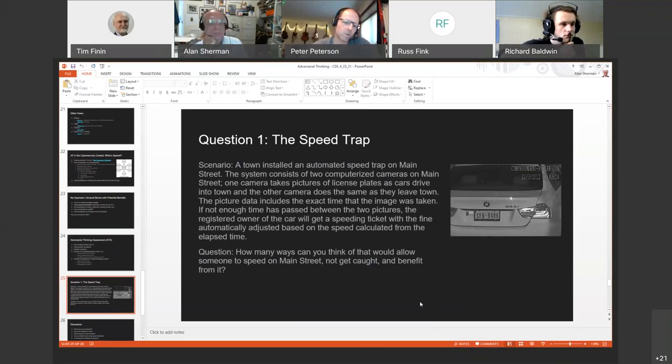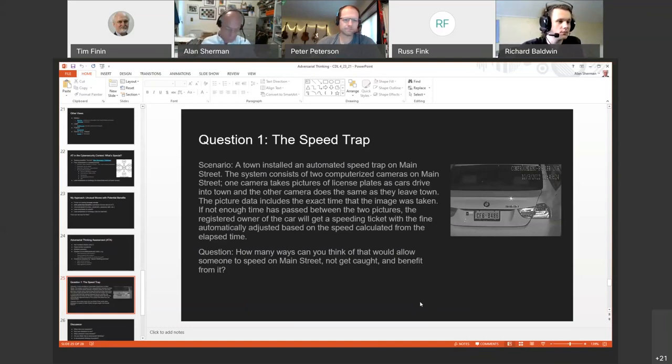So how many different ways can you think of that would allow someone to speed on Main Street, not get caught, and benefit from doing so? So let's just take a couple minutes, maybe 3 minutes, to think about that and write down the different ways you can think of that people could do that.